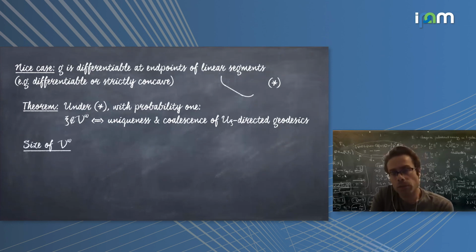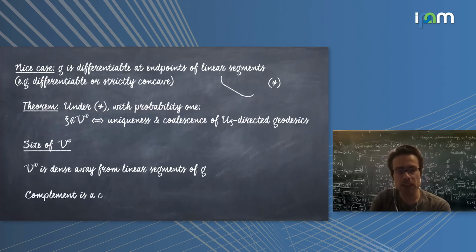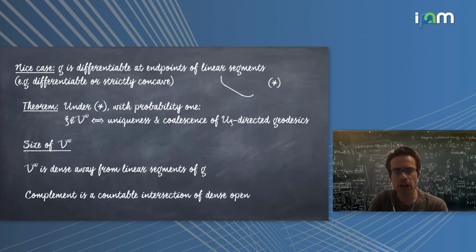Maybe it's empty? But the answer is no, it's not empty. It's actually dense away from the linear segments of G. So there are a lot of directions like this. They're random, but the set is also not too big, because the complement of this set is a countable intersection of dense open sets.